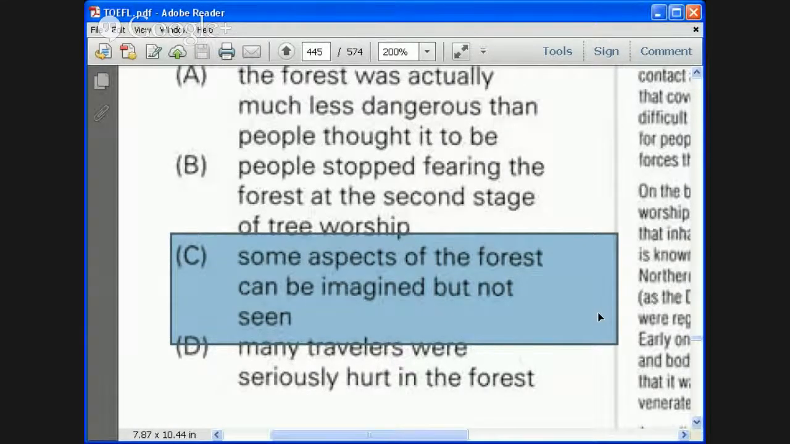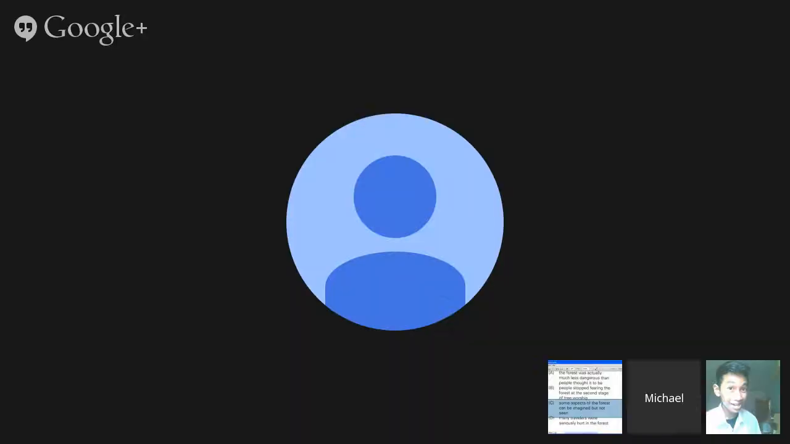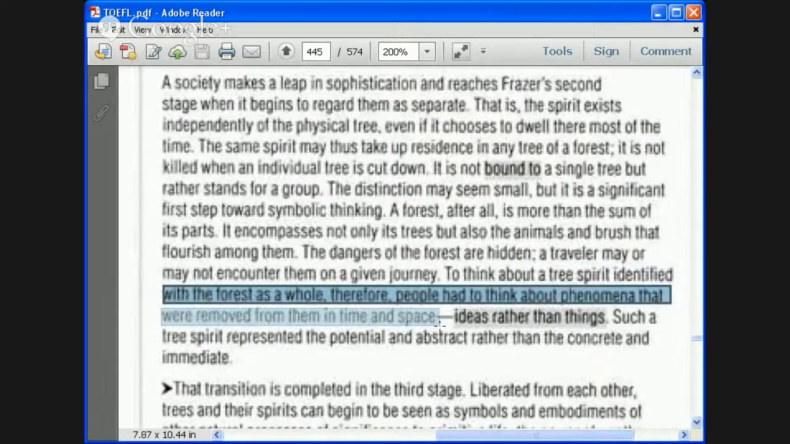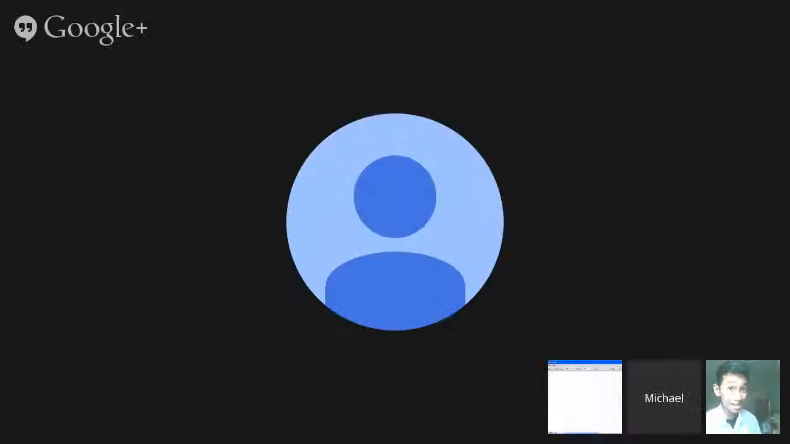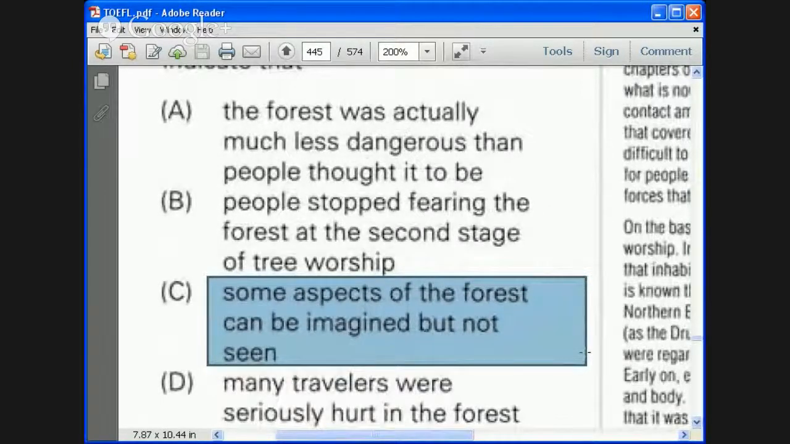Michael, do you think he's right? Let's read again. Really? Or are you just wasting my time? No, it's really difficult to understand. Okay. To think about a tree spirit identified with the forest as a whole, people had to think about phenomena that were removed from them in time and space, ideas rather than things. Such a tree spirit represented the potential and abstract rather than the concrete and immediate. So his answer: some aspects of the forest can be imagined, abstract, not immediate, not concrete. Concrete things are not in your mind.